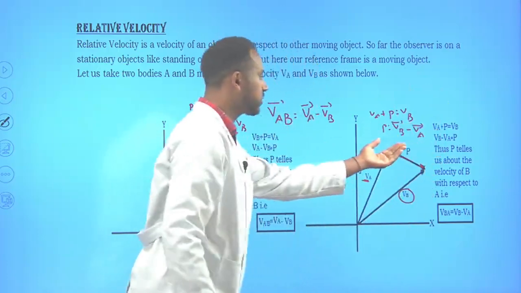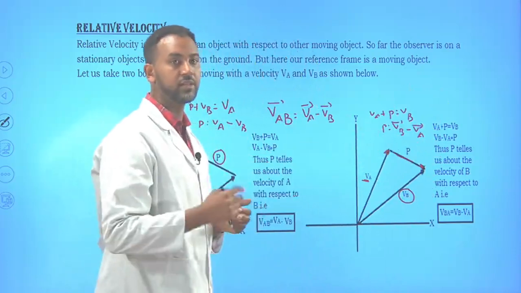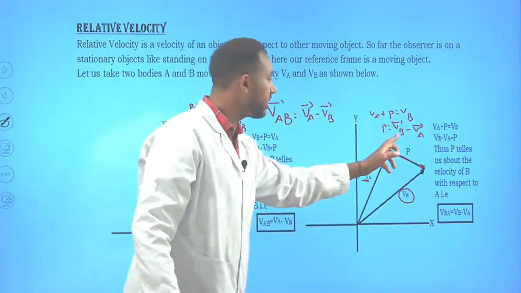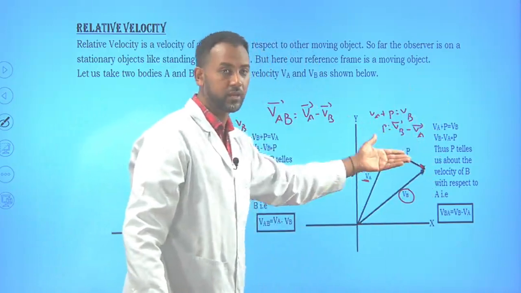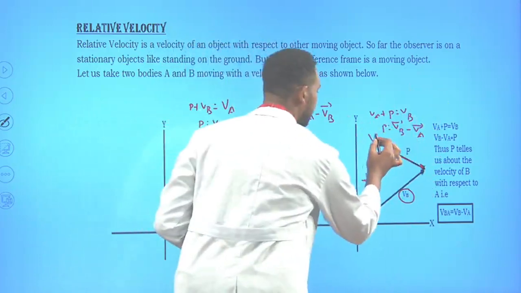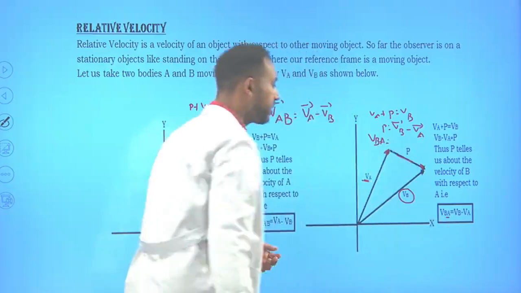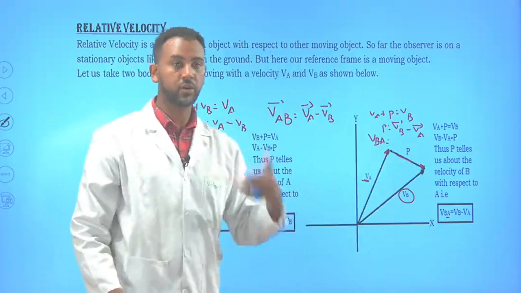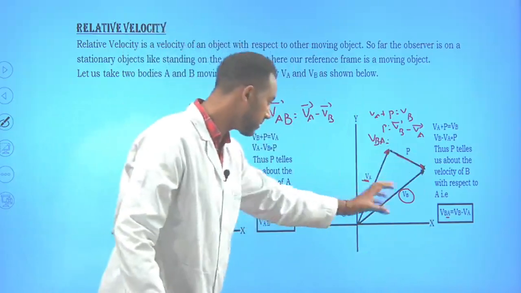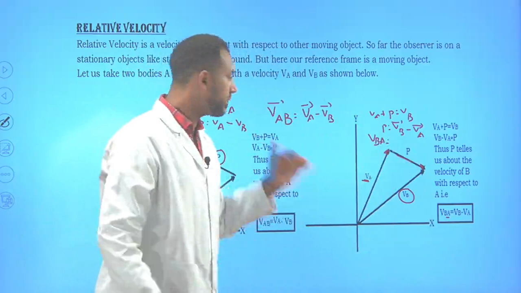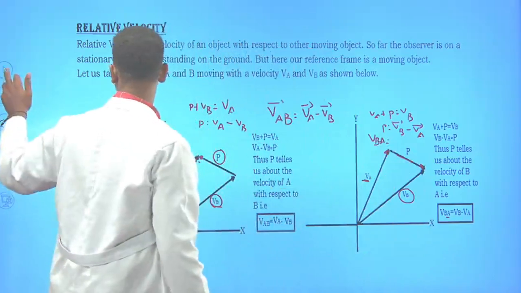Therefore, the difference of these two is telling us the relative velocity of car B with respect to an observer on car A. Okay, it's possible to have VBA like this. The relative velocity of car B with respect to an observer on car A can be determined using this. This is a general equation, and it can be used for different cases.